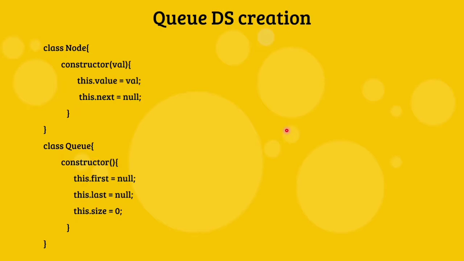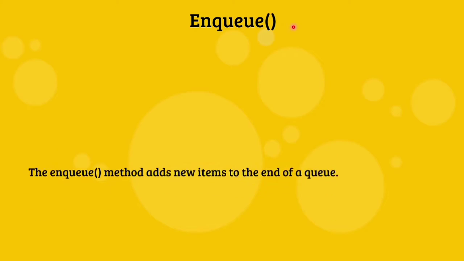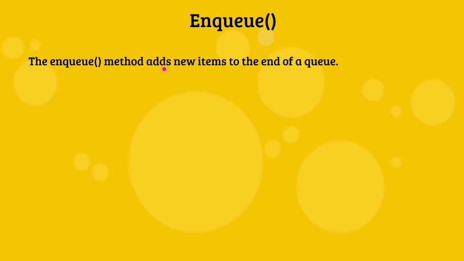Hello everyone, welcome back. In our last video tutorial, we created a class for Queue. And from this video tutorial onwards, we will try to implement some methods inside Queue. So the first important method is enqueue. The enqueue method adds new items to the end of a queue.